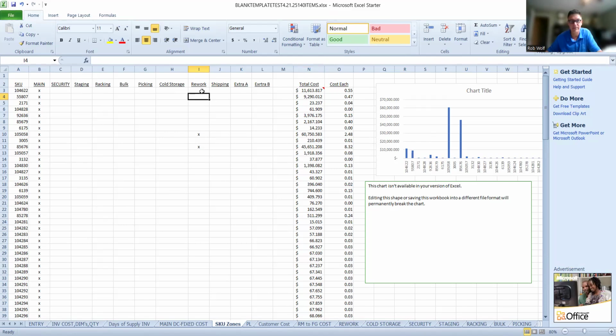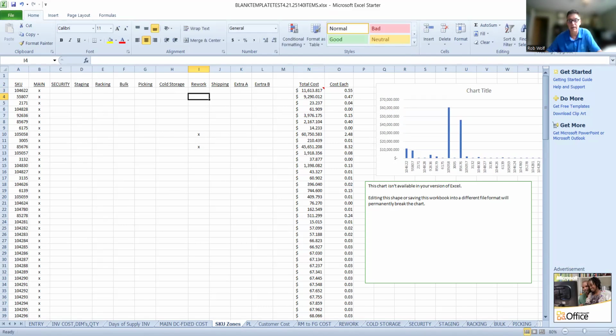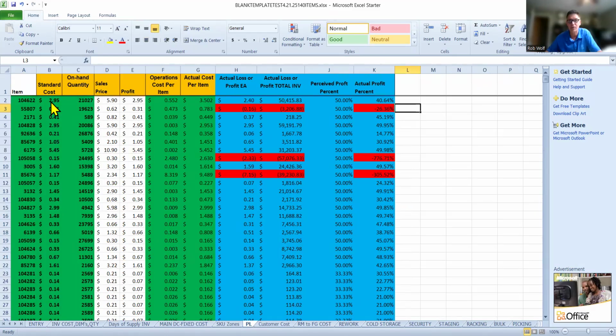Okay, so let's say, for instance, this first item was in the rework area. You would tell me, and watch the total cost here. It goes from $11,613 and change to, woo, $362,000. Obviously, there's probably a lot of that item, and it could be a big bulky item as well. Okay. So that's what I'm going to do. I've got to check the SKU zones out as well. And then I'm going to be able to figure out what your profit and loss is for all these items.